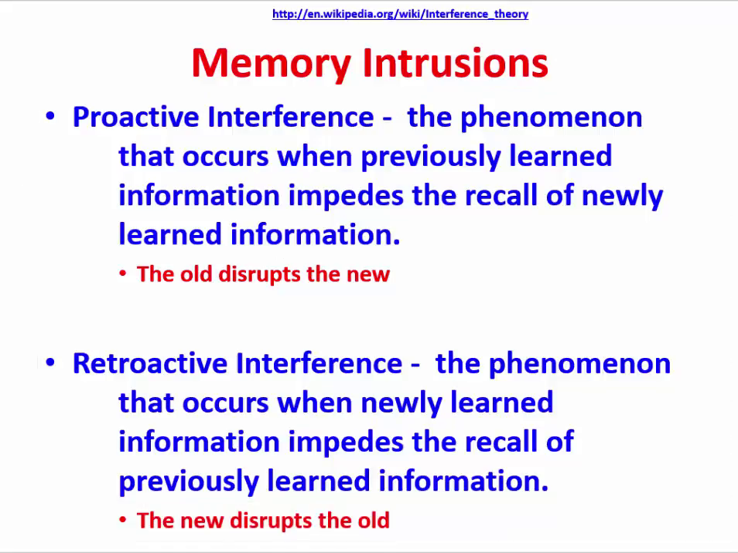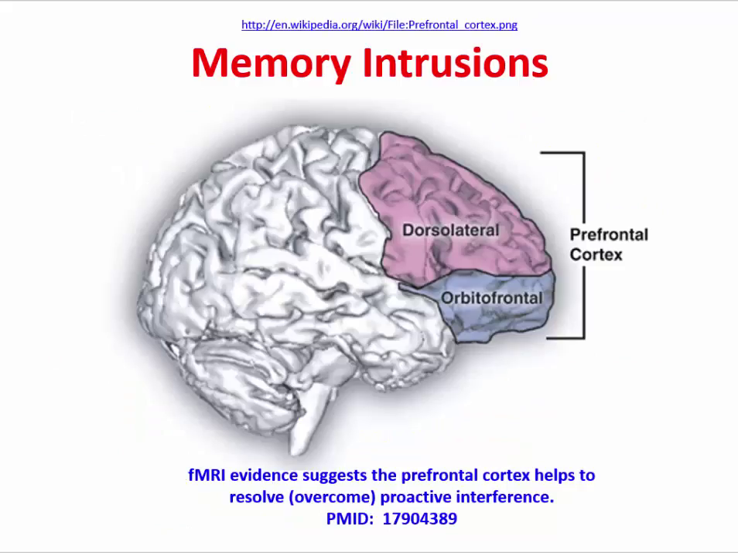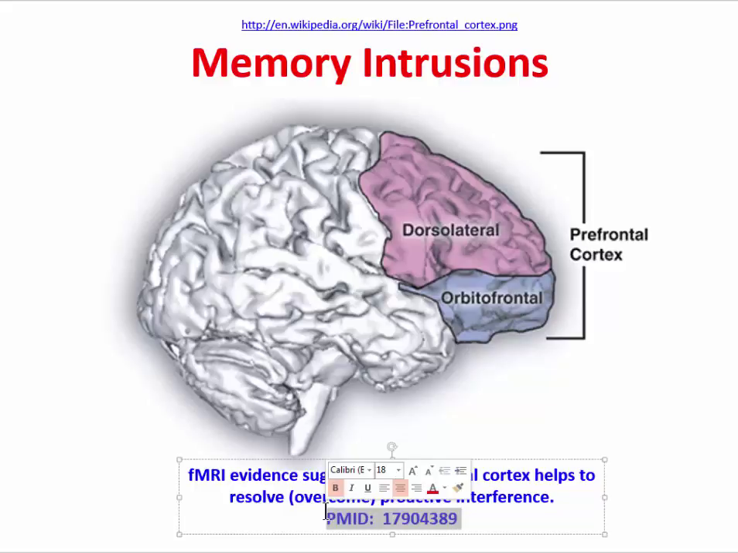Now, in modern times, we can learn a little bit about the neurobiology that underlies these different kinds of memory intrusions, these different varieties of interference, and some fMRI evidence suggests that the prefrontal cortex, again that's over on this side, helps to resolve or overcome proactive interference. And here's a PubMed citation for those of you who might be interested in learning more about this. Again, prefrontal cortex here, and this is going to be the front of the brain. This is the region that's going to help us overcome proactive interference. That's when the old disrupts the new. Okay, let's move on and talk about other varieties of memory intrusions.